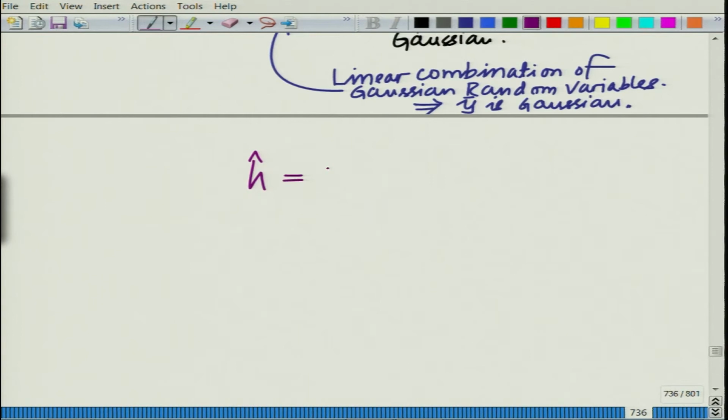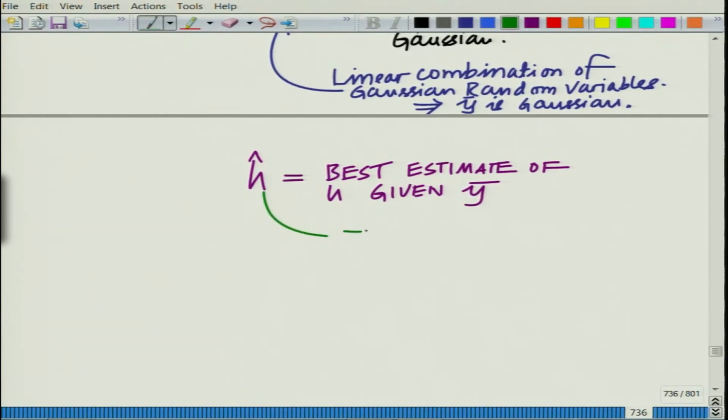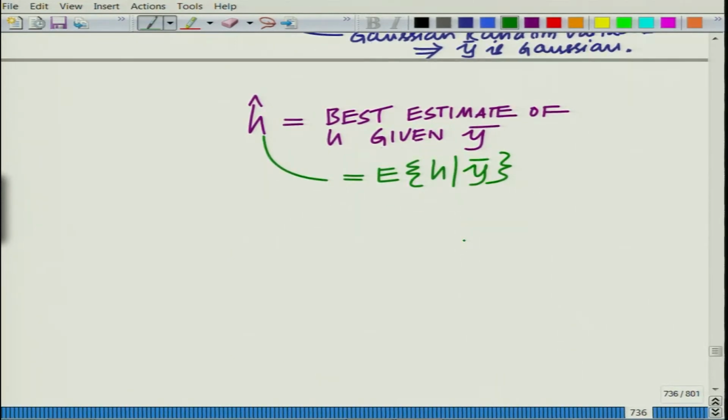So, if we ask the question, what is h hat, that is the best, and we have seen best in the MMSE sense, best estimate of h given y bar, this is essentially equal to the expected value of h given y bar, which we have seen is nothing but the conditional expectation, the conditional mean, right.